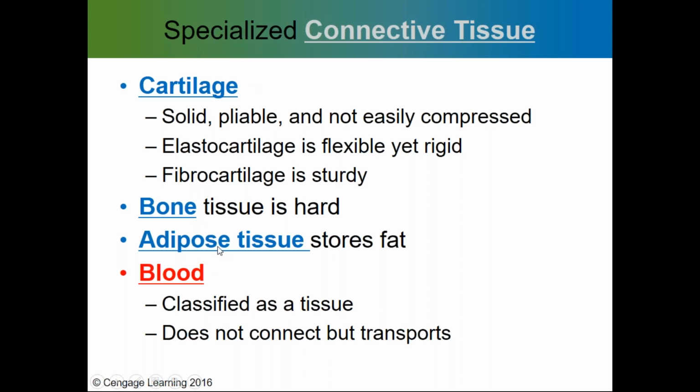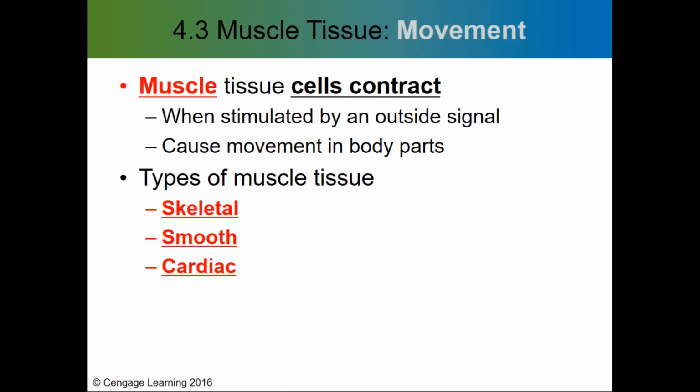Adipose tissue, this is fat, and this fat has a protective mechanism, as well as a nutritive function. So when we're not taking in any nutrition, the body can take the adipose tissue and use it for food, for nutrition. And then blood, and we'll talk about that in the cardiovascular system.